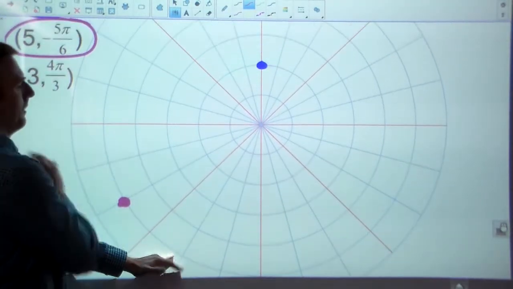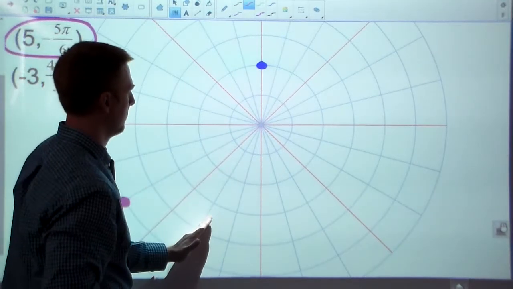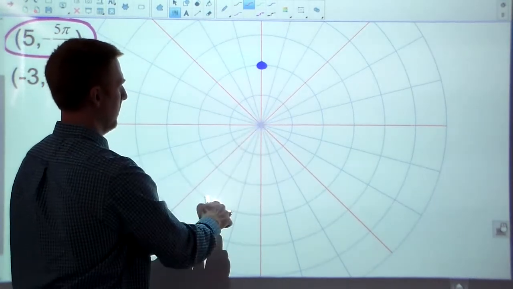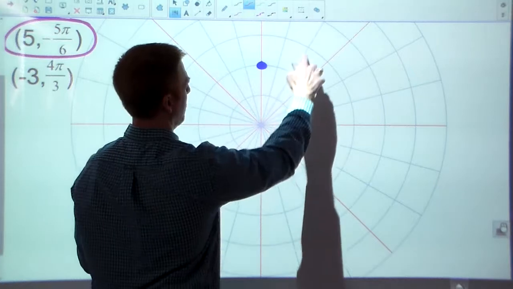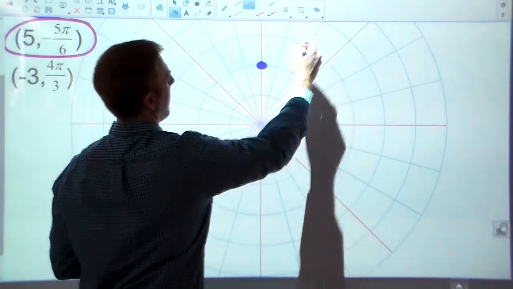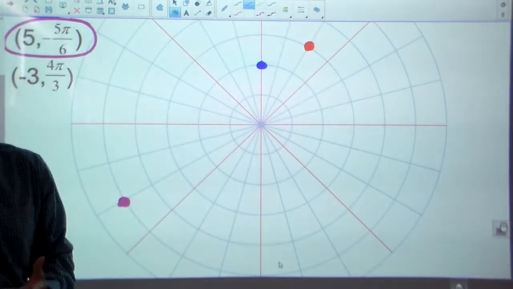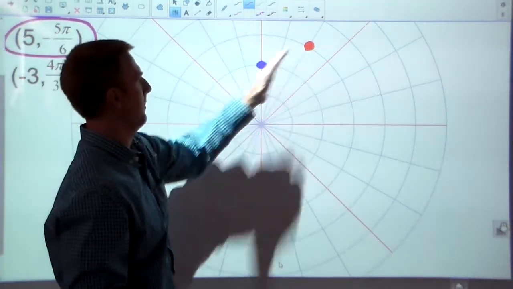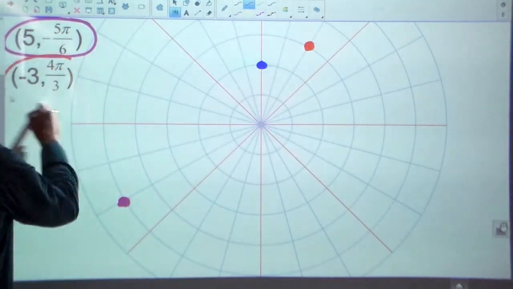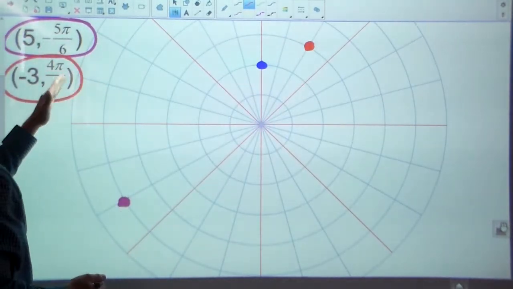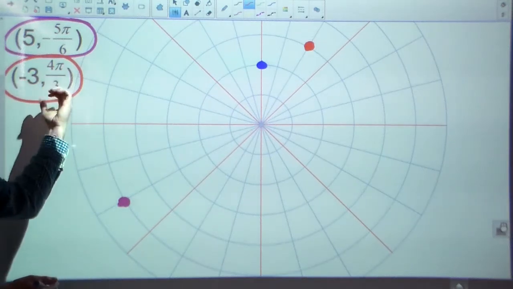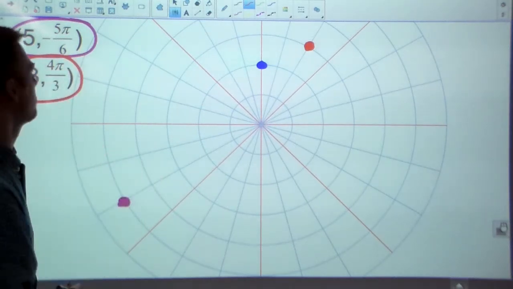So here's how you handle that. You're on this line, but instead of going 1, 2, 3, you go backwards. So negative 1, 2, 3. It's actually the same thing as being at a pi over 3 angle. So that's how you would deal with a negative radius. It's just the same thing as having the opposite angle, 180 degrees the other direction, or pi in the other direction.